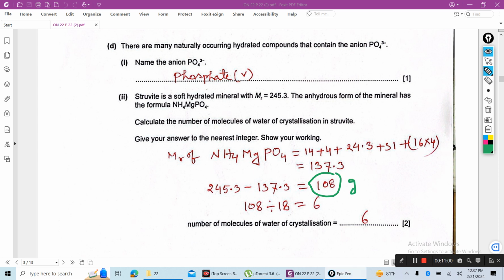Now moles will be mass divided by water molecular mass, 108 divided by 18. So the number of molecules of water of crystallization will be 6 mole water.